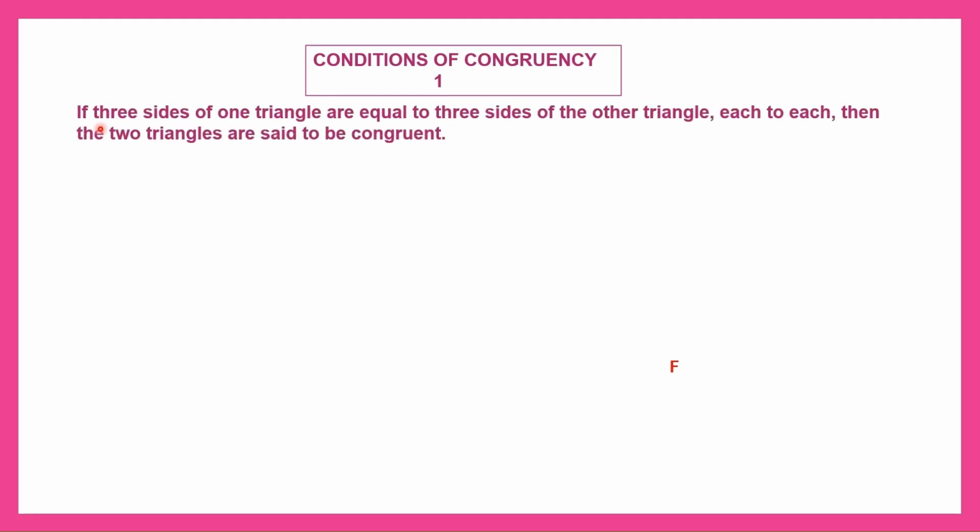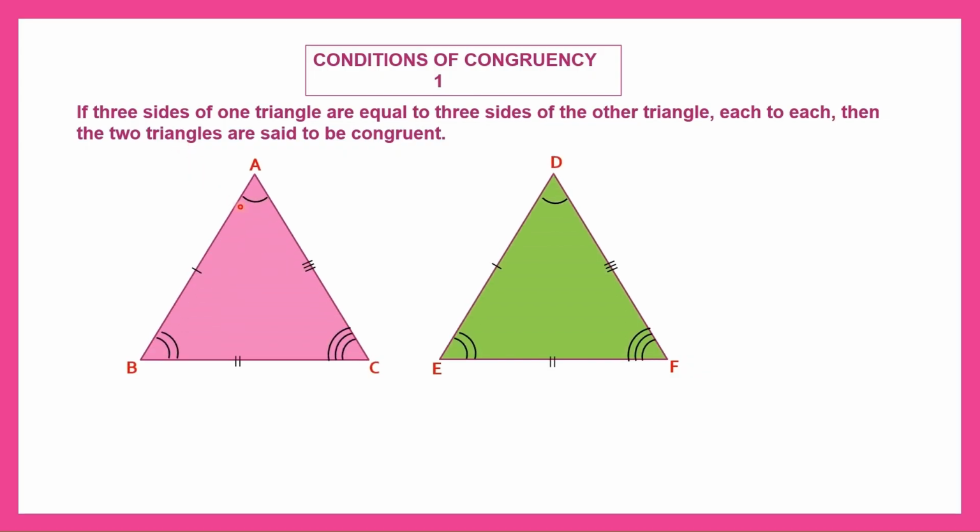That is, if 3 sides of one triangle are equal to 3 sides of the other triangle, each to each, as we saw in the first example, then the two triangles are said to be congruent. So this is the first condition where we're only talking about sides. Here we have two triangles ABC and DEF. Now we are talking about the sides, so the 3 sides are there. If these 3 sides are equal to these 3 sides, we say that the two triangles are congruent.